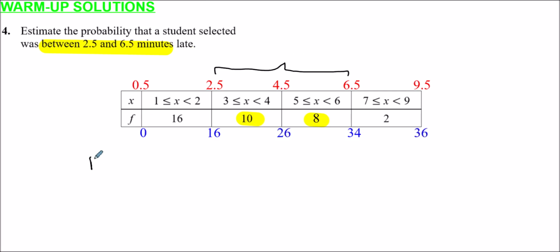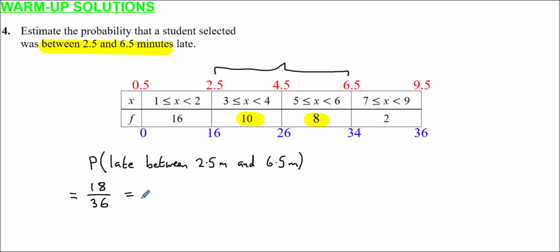So this probability that they were late between 2.5 and 6.5 minutes is the relative frequency of how many students were between 2.5 and 6.5 minutes late. So 10 plus 8 is 18 over the total number of students, which is 36. And 18 out of 36, if you want again to simplify, that's 1/2.